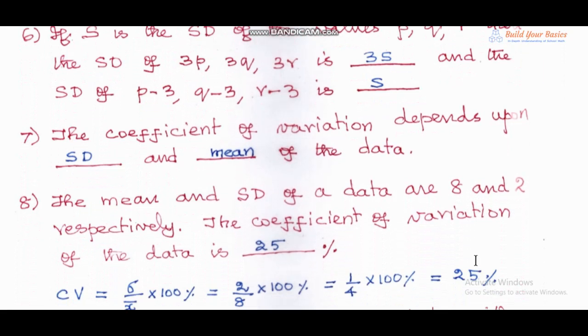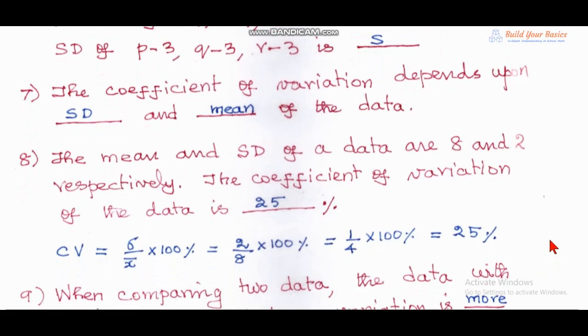The coefficient of variation of the data is: coefficient of variation is sigma by x bar into 100%. That is 2 by 8 into 100%, that is 1 by 4 into 100%. That's equal to 25%. So the mean and standard deviation of a data are 8 and 2 respectively. The coefficient of variation of the data is 25%.